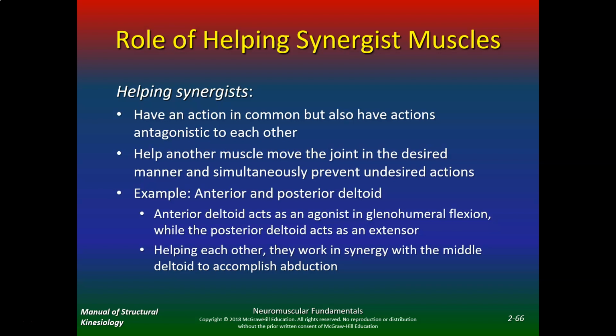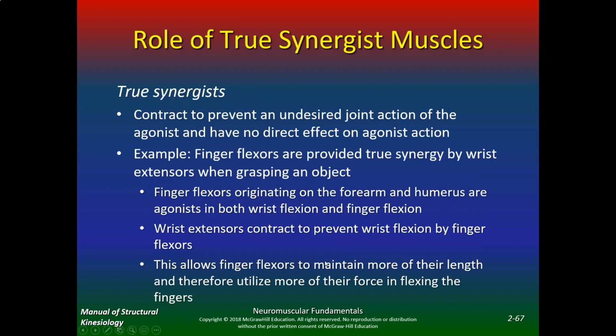Now what happens is if you don't have a balance, it's going to drive the glenohumeral joint either anterior or posterior, and you're going to get impingement, especially in overhead athletes. So you need to have a balance of the anterior and posterior delt and middle delts. And we'll talk about the best exercises. Most people lack posterior delt strength. There's a lot of anterior delt exercises, but most people lack posterior delts. All right, a true synergist contracts to prevent an undesired joint action of the agonist and has no direct effect on the agonist.